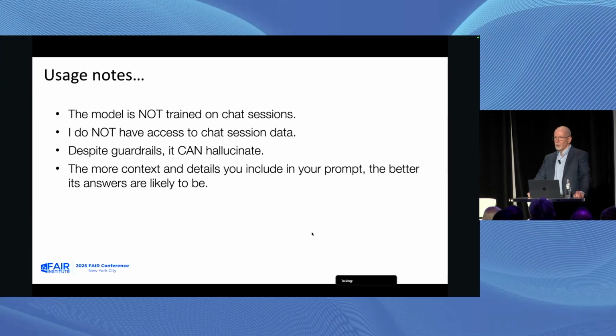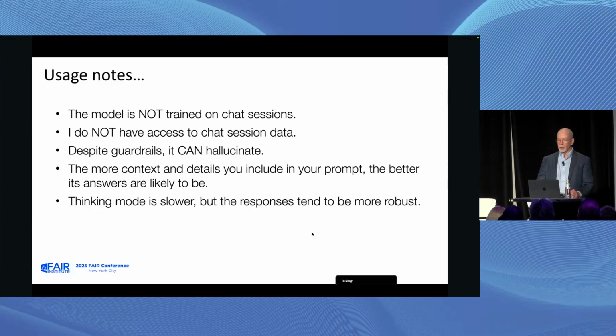Of course, with any other prompt for an LLM, the more detail and whatnot you provide in your prompt, the more context, the better answer you're likely to get. The thinking mode, again, is slower, but the responses tend to be more robust. If you have access to the Pro mode, which is $200 a month for OpenAI, you would not believe the quality of those answers. They are just crazy good. I subscribed to it with the thought, well, I'll try it, but I probably won't stick with it. There's no way I can give it up now.